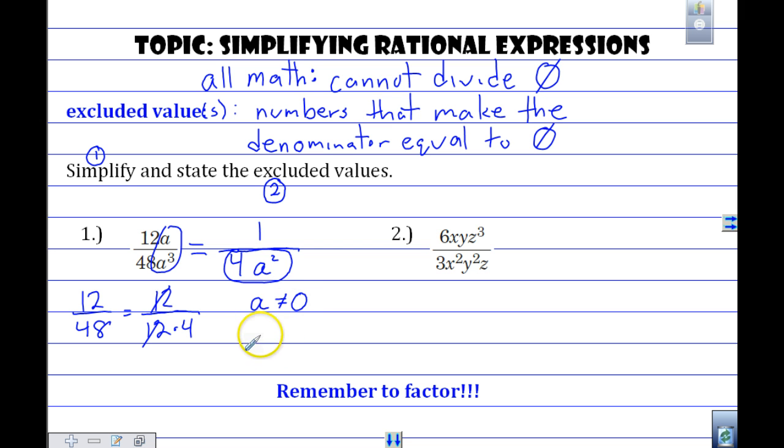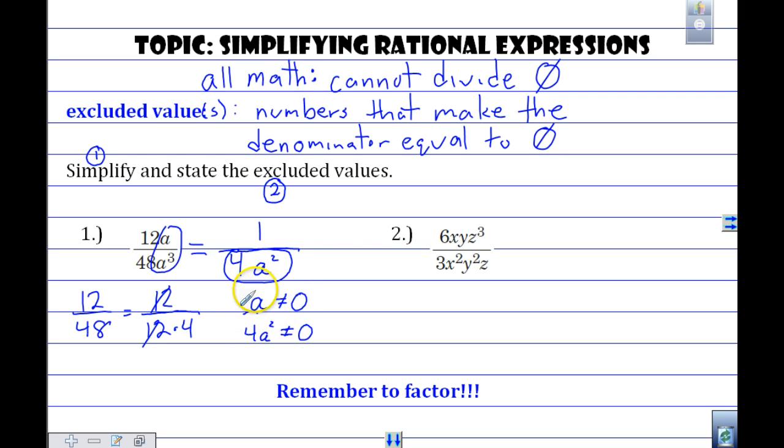That's the excluded value. Because if you plug in 0, 0 squared would be 0, 0 times 4 would be 0. Another way of looking at it is whatever's on the bottom, the denominator here, just set that whole thing not equal to 0. You don't want it equal to 0. And then when you solve this, you'll get 0. Divide both sides by 4, and take the square root of both sides, which gives 0.